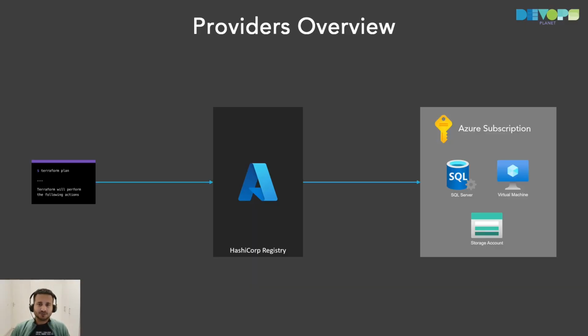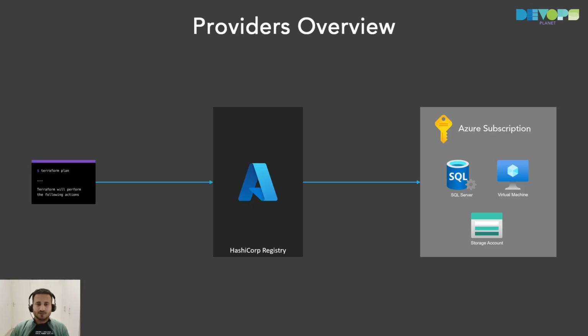So if I use the Azure provider, then that means I'll deploy the resources in that particular configuration file to Azure. If I use AWS, then it will be AWS. And if I use GCP or Kubernetes or any other thing, then I can use their provider.